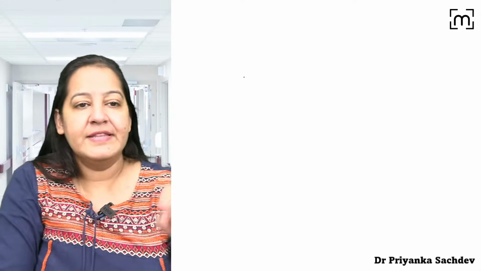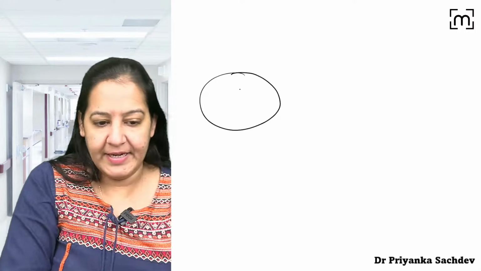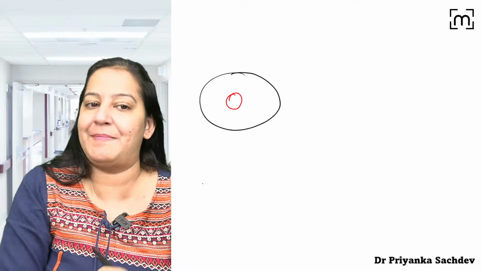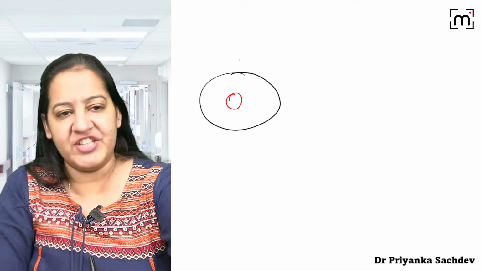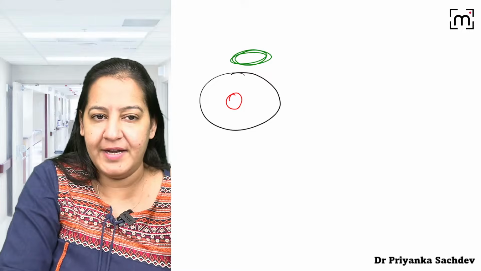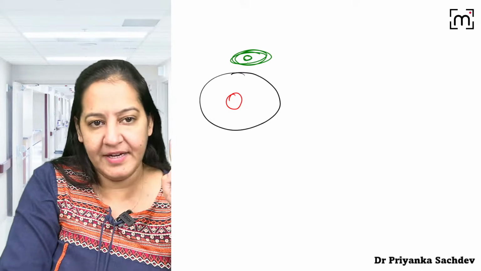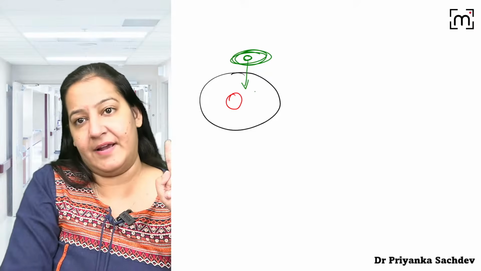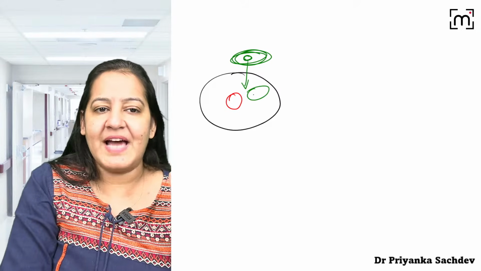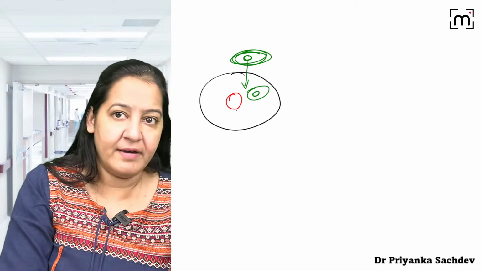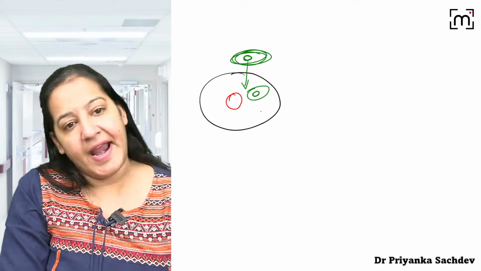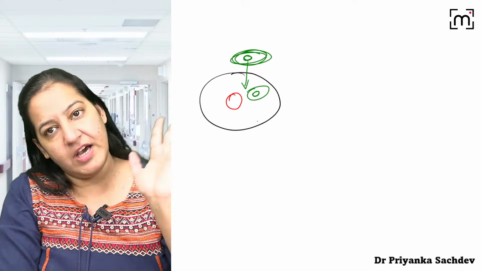Now imagine, let me draw the diagram for you. This is a bacteria. Inside this bacteria, this is the DNA of this bacteria. Now there is a bacteriophage coming. This is a bacteriophage, a virus coming. This is the DNA of this virus. It is entering inside this bacteria. It is infecting. So the virus is inside the bacteria. The red color DNA is the DNA of the bacteria and the green color DNA is the DNA of the virus.